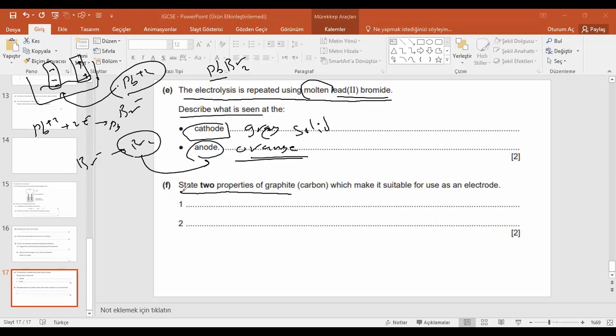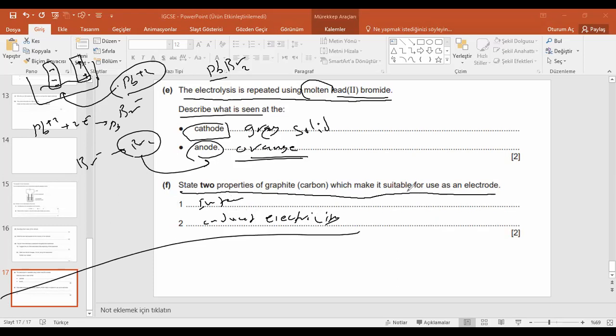State 2 properties of graphite making it suitable. We solved such a question before. We say it is inert and conducts electricity. That's it. We're done, guys, with today's questions, and the next video we will solve more questions.